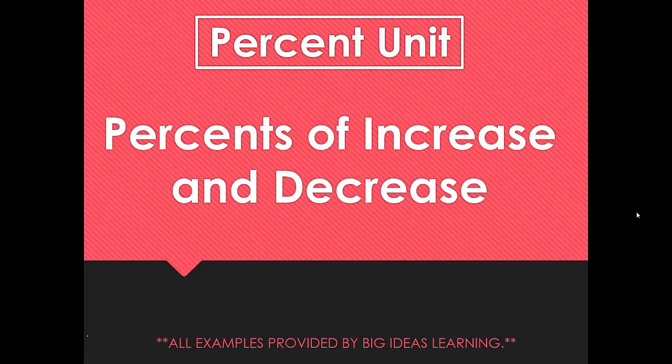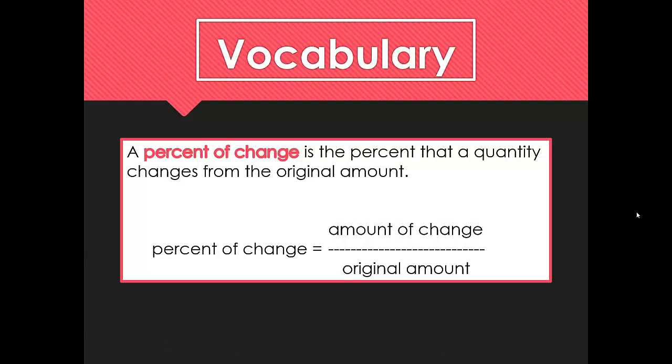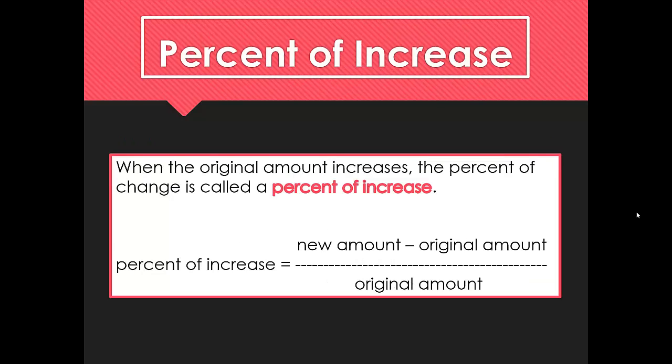Today's lesson is on percents of increase and decrease. A percent of change is the percent that a quantity changes from the original amount. So your percent of change is equal to the amount of change divided by the original amount. Now we'll look at the percent of increase. When the original amount increases, the percent of change is called a percent of increase.